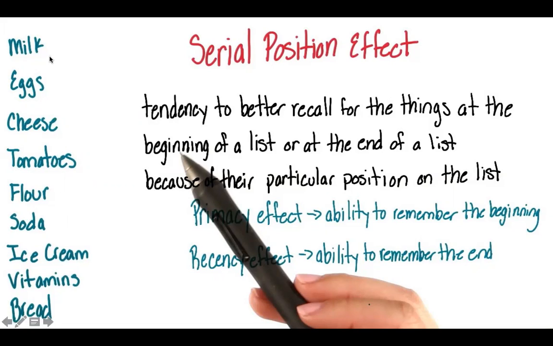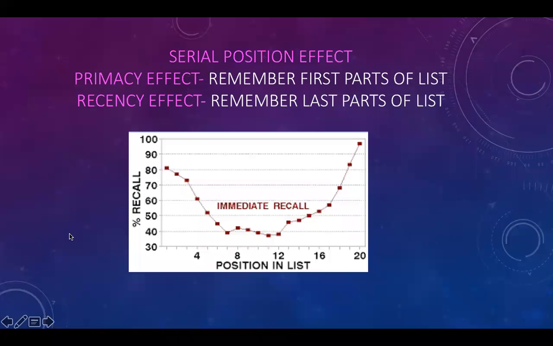So your ability to remember the first few things on the list, that is called the primacy effect. And then the fact that it's easier to remember the last few things on the list, this is called the recency effect. And here it is put on a graph.